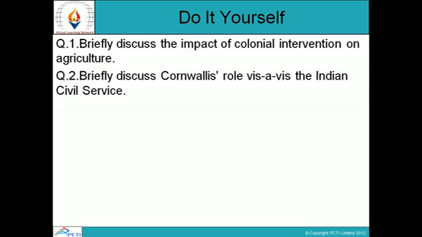So this was all about the coming of the British here and establishing their rule, whether in economy, trade, politics as well as the state. That's all we have for you in this session.